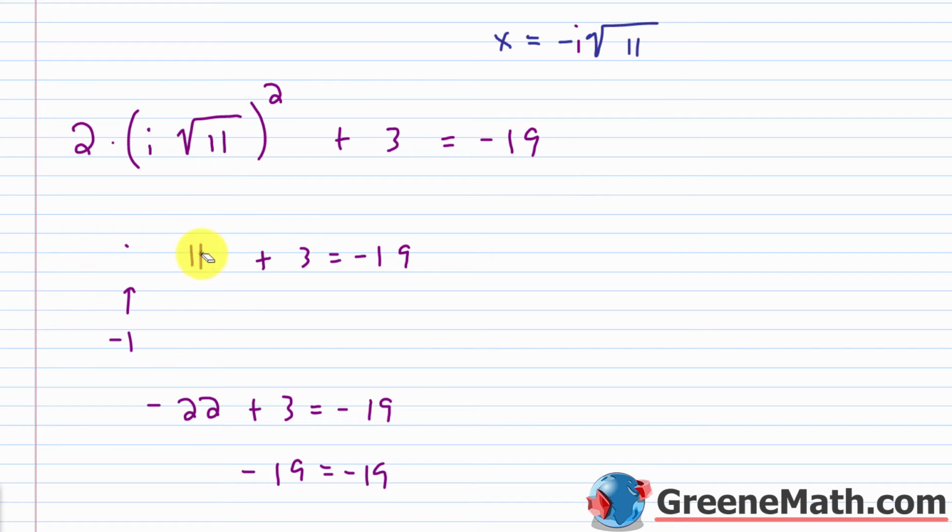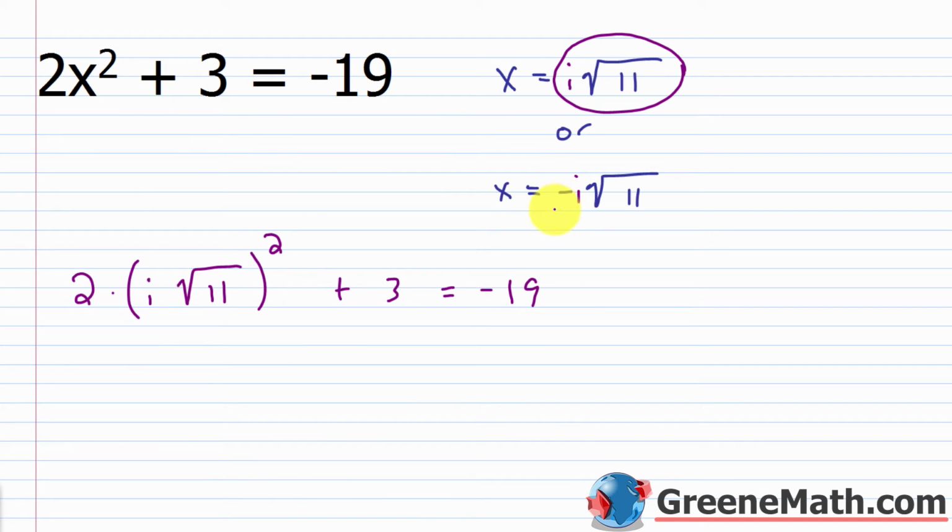So let's erase this real quick. And what would happen if I had a negative i there, if I had a negative there? Well, it wouldn't matter because if I squared that negative, I'd get a positive.